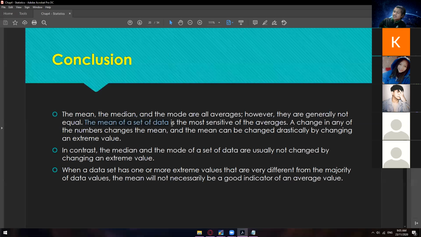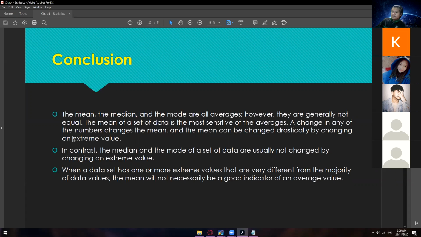So the mean of a set of data is the most sensitive of the averages. Why is that? Because in the mean, we get the summation of all the numbers, so if you change one of those, it will affect your final answer. So it should be a thorough calculation. You should not miss even one number. Let's say 141 is not the same as 140. Just by missing that one, it's already crucial. You'll already have an incorrect or different answer. So the mean is the most sensitive of the averages.